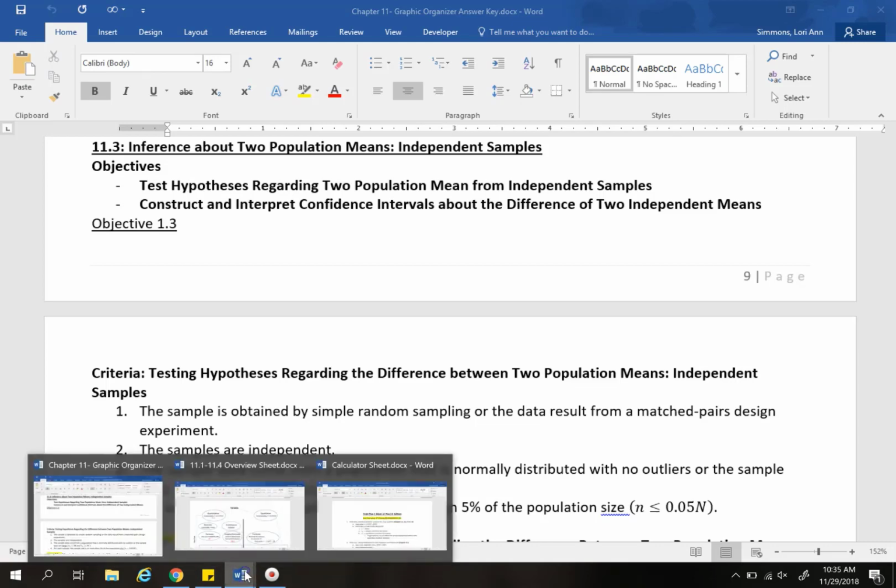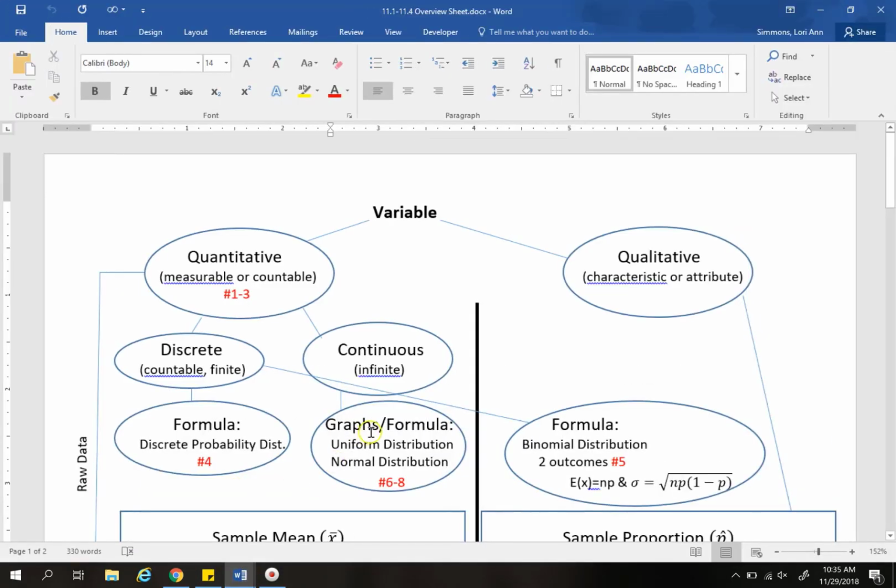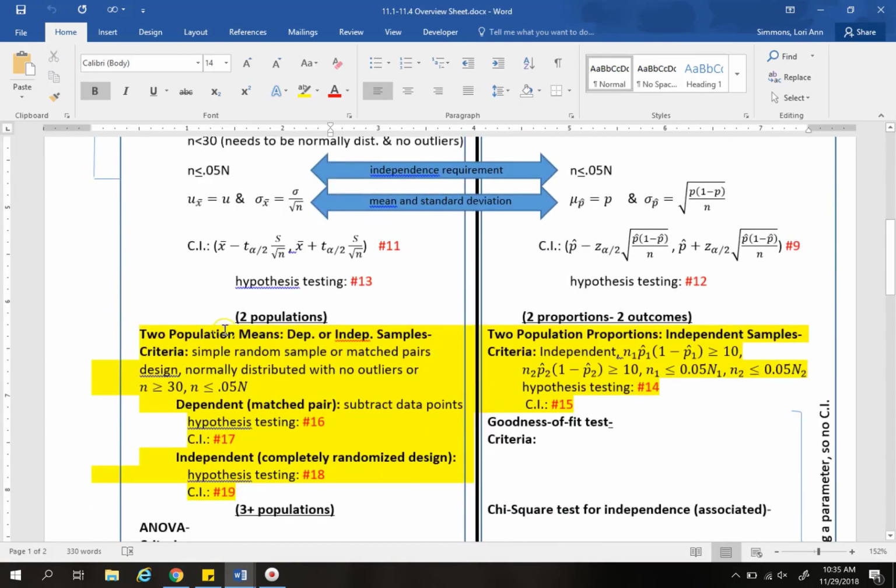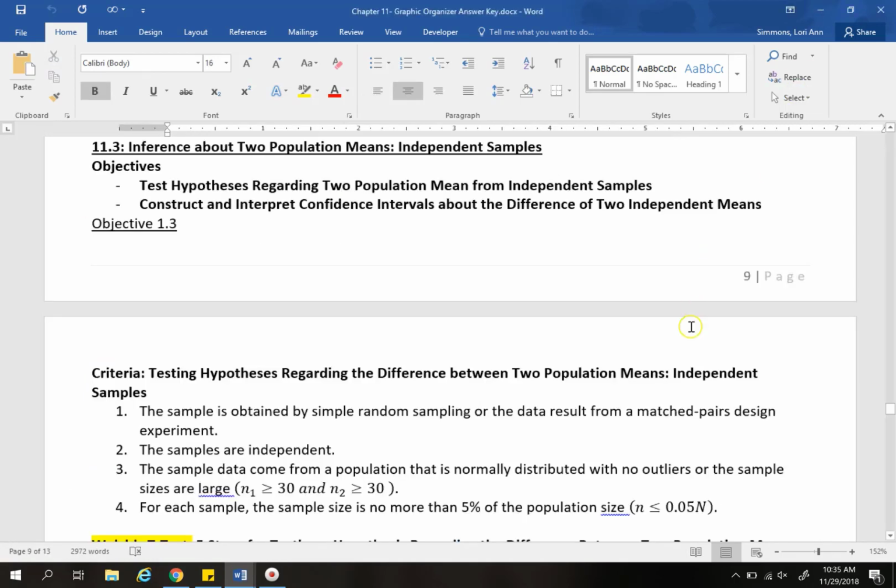Let's look at our overview sheet. So today we're working with quantitative data for two populations that are independent. We will be covering this section right here in this lesson, just so you have an idea of where we're at.